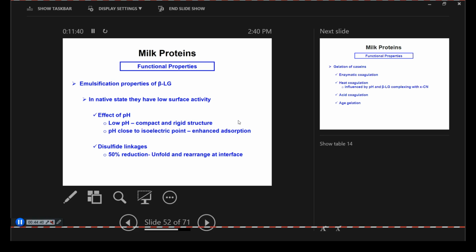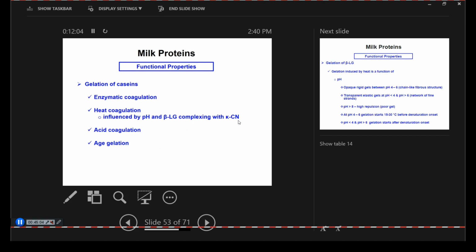However, if we want to make it a better emulsifier, you either partially denature it or you can reduce some of the disulfide linkages within the alpha-lactalbumin and beta-lactoglobulin. If we get 50% reduction in disulfide linkages, we can get easier unfolding and rearrangement at the interface, so enhancing emulsification capacity.